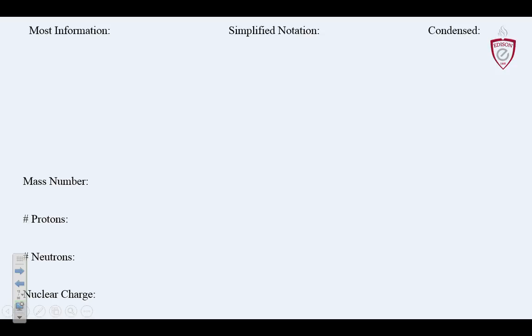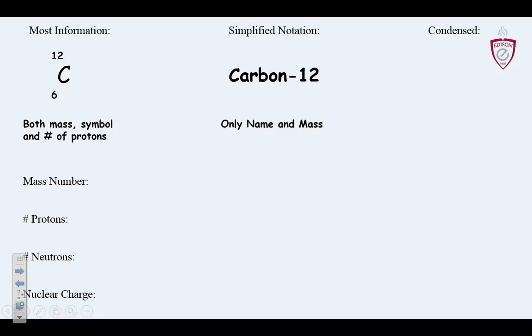Most information, we're talking about 3 types of notations here. First one is the atomic symbol notation. It has the mass, the symbol, and the number of protons in it. Yeah, we'll probably be using this one the most, right? Because it has everything in it. Yep. But then there's a simpler one. It's got carbon-12. It's going to have its full name and the mass.